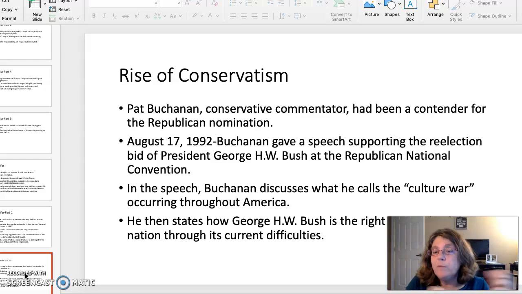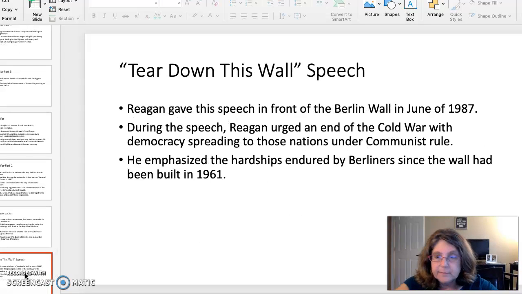So if you're going over this topic, the rise of conservatism, define what he meant by a culture war. What topics of debate was he bringing about? And what was his opinion on these topics of debate? He finishes out the speech by stating how George H.W. Bush is the right man to lead the nation through its current difficulties.